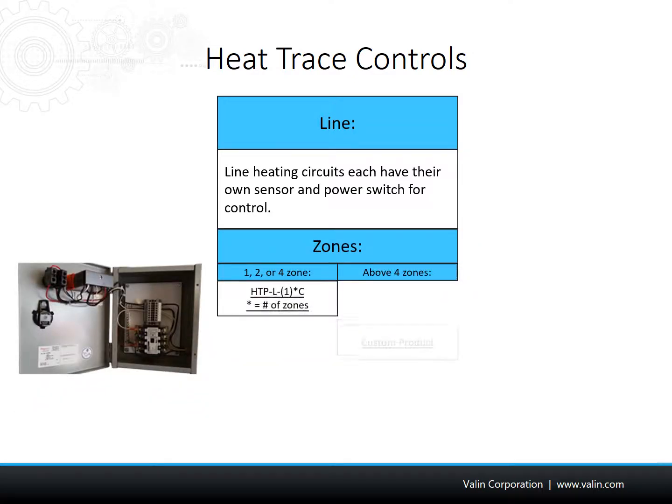If you have anywhere from 1 to 4 zones, you may use the HTP-L-C, and the number in parentheticals would correspond to the number of zones of control you have. Anything above 4 zones, and we would have to consult engineering for a custom product.